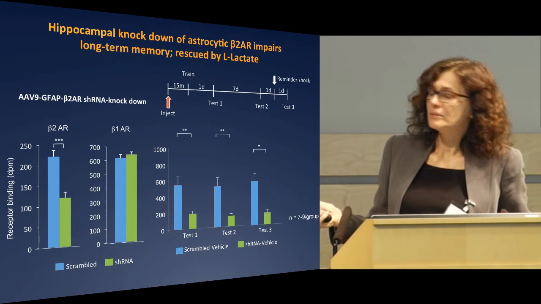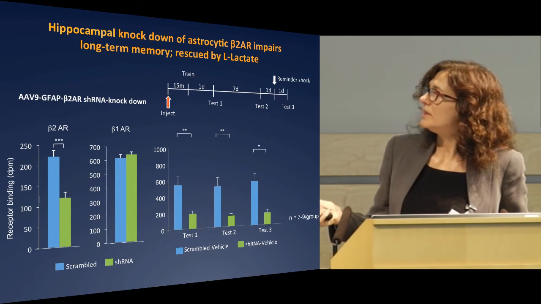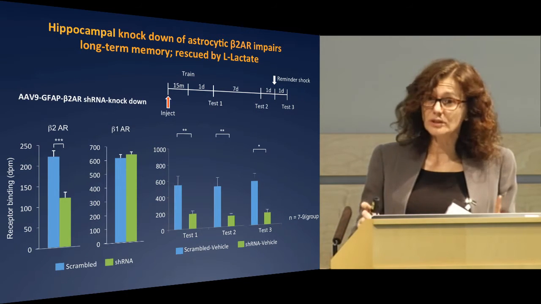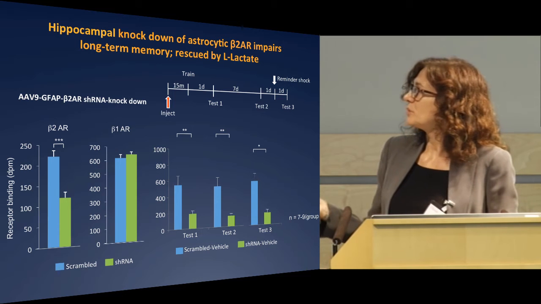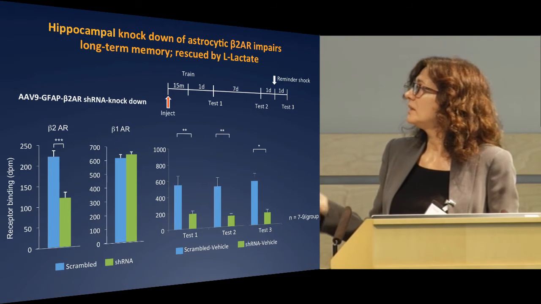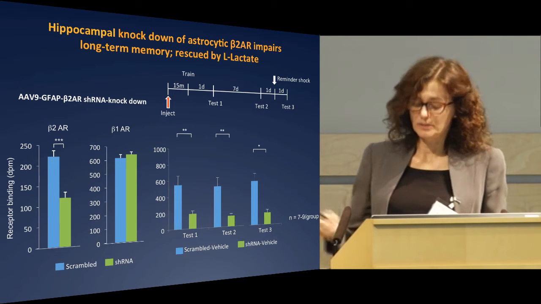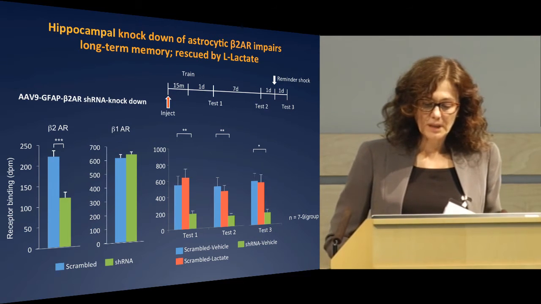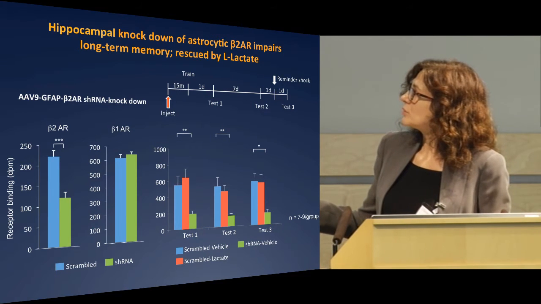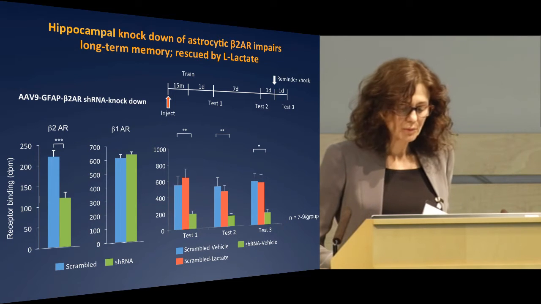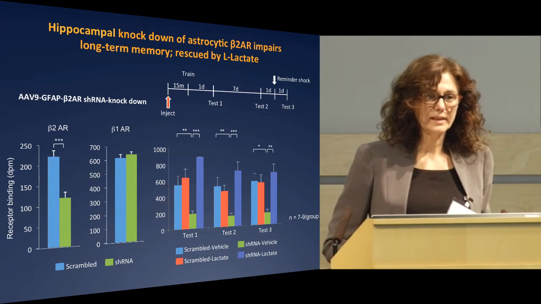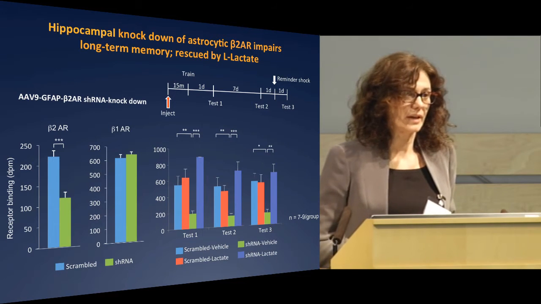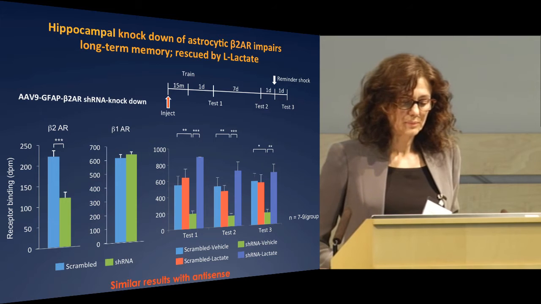And then she looked at memory. And what she found is that these viruses that knock down beta-2 adrenergic receptor in astrocytes and not in neurons lead to memory impairment. Again, the effect is sustained. A reminder shock has no effect. Now, when she gives lactate in the scramble control, she sees no effect. When she gives lactate with the silencing, the shRNA against beta-2, she completely rescues the memory impairment.